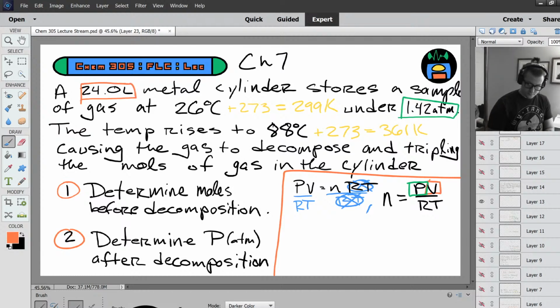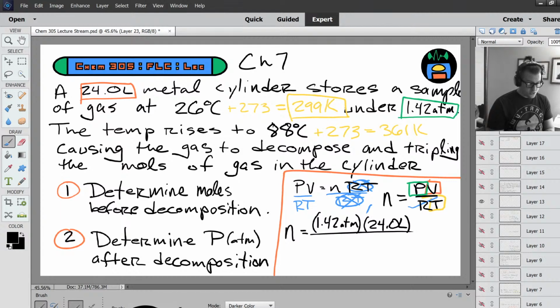Right up here we have the temperature before the decomposition, again right here. And R, we always know what R is, so we are locked and loaded to solve for our moles before the decomposition. So we have pressure and volume in our numerator. We have R, which is 0.0821 liter atmospheres per mole Kelvin.